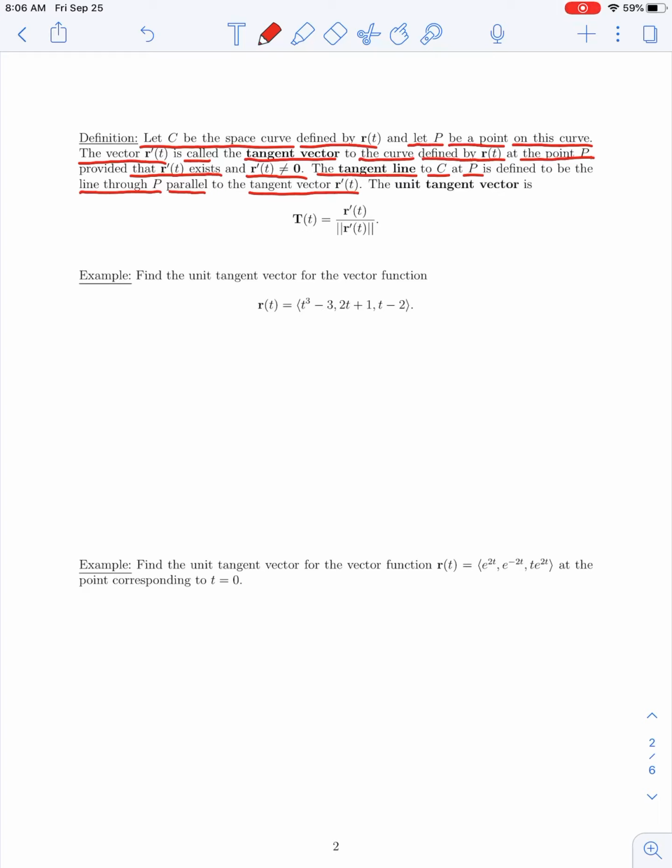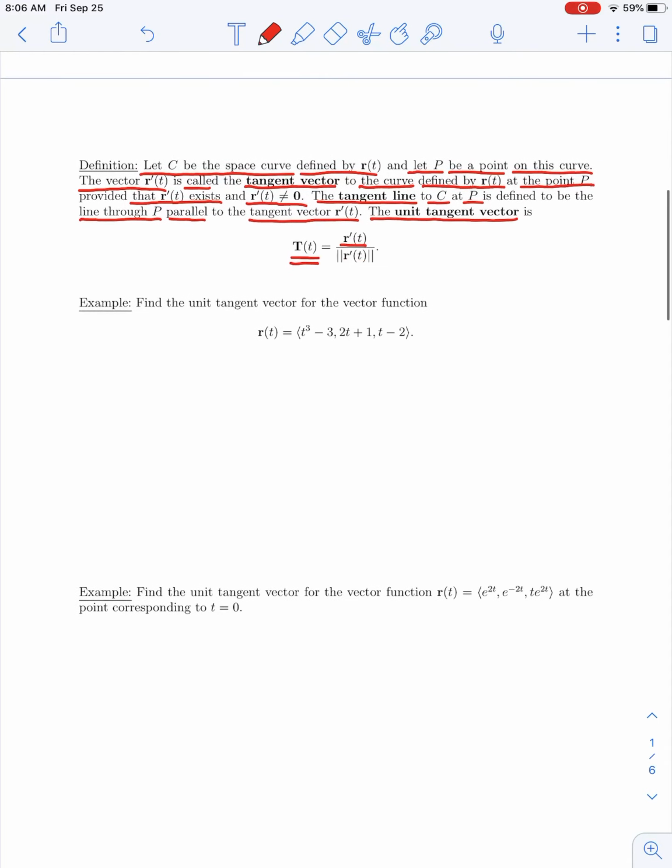And we would then define a special vector called the unit tangent vector as the vector capital T of t, which would be given by the tangent vector r prime of t divided by its magnitude. So this unit tangent vector, T of t, is a unit vector which is pointing in the direction of our tangent vector r prime of t.